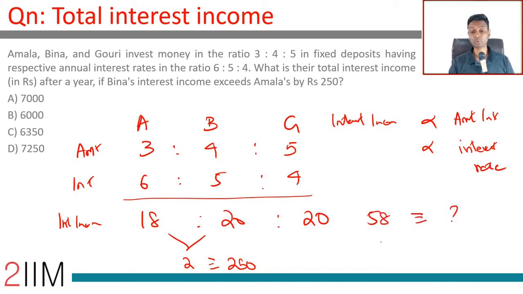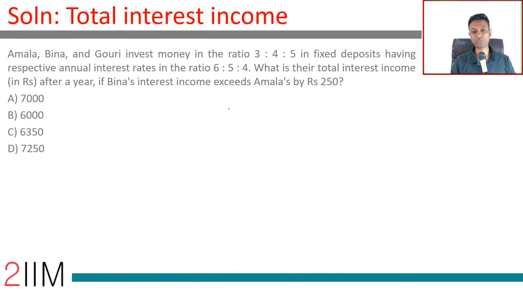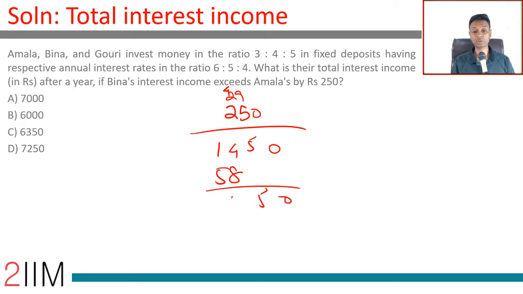What does that correspond to? 2 corresponds to 250. 58, what does it correspond to? 2 into 29 is 58. 250 into 29 is what we need to find. 250 into 29, 0 in the end. That's easy. 5 9s are 45, 5 4s. 5 2s are 10, 10 plus 4, 14. 145. So it's 7250.